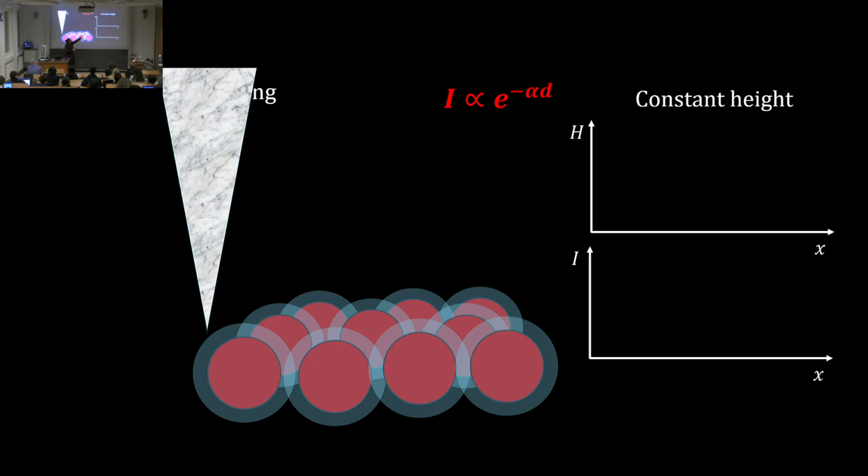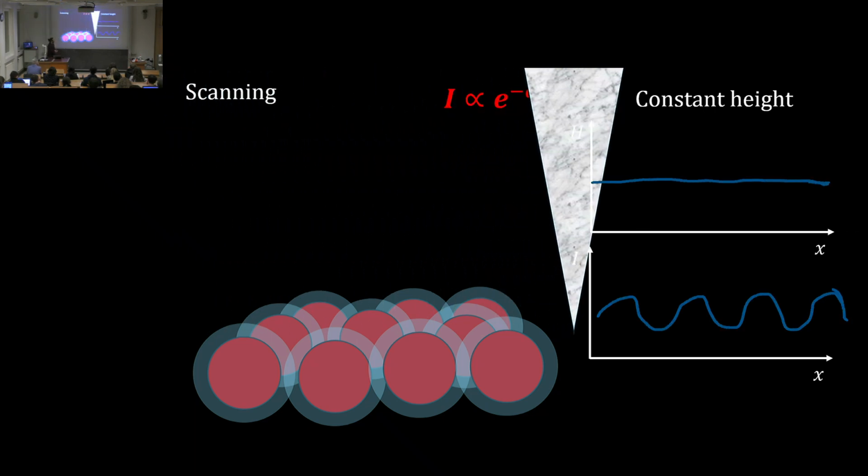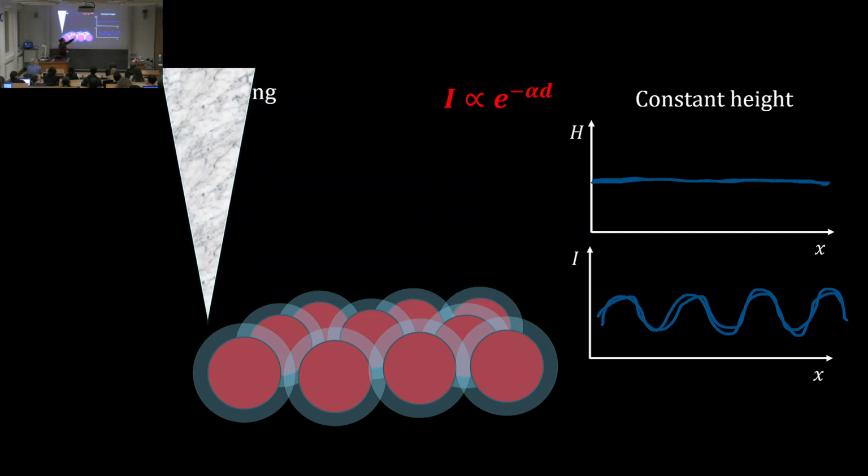The first possibility, it's called the constant height mode. So what I do, I just tell the tip to fix its position and just move along the surface. And if I do that, because the tunnel current depends on the distance, I will measure a modulation in the current, and this is exactly what you can see here. So the height doesn't move, but the current changes. And you can see that it's just the line shape of the surface here.